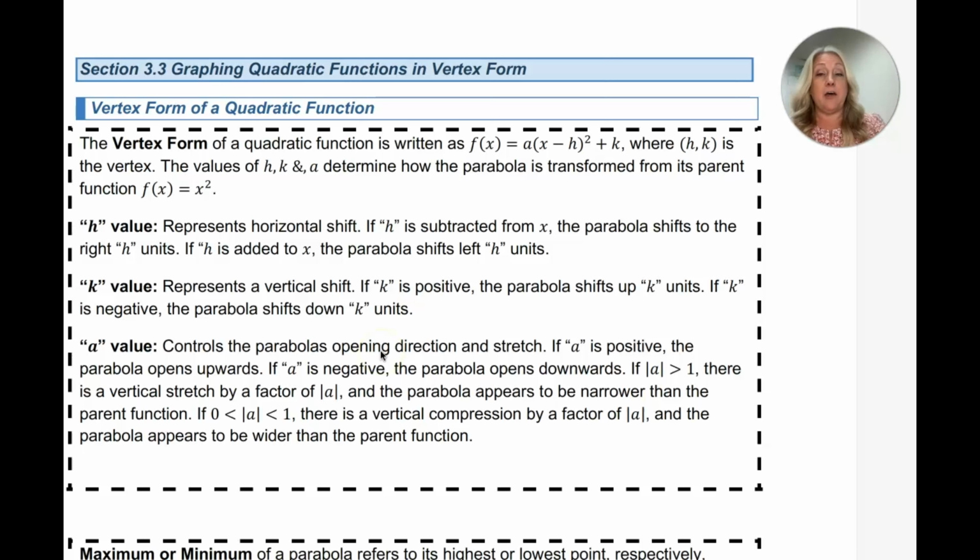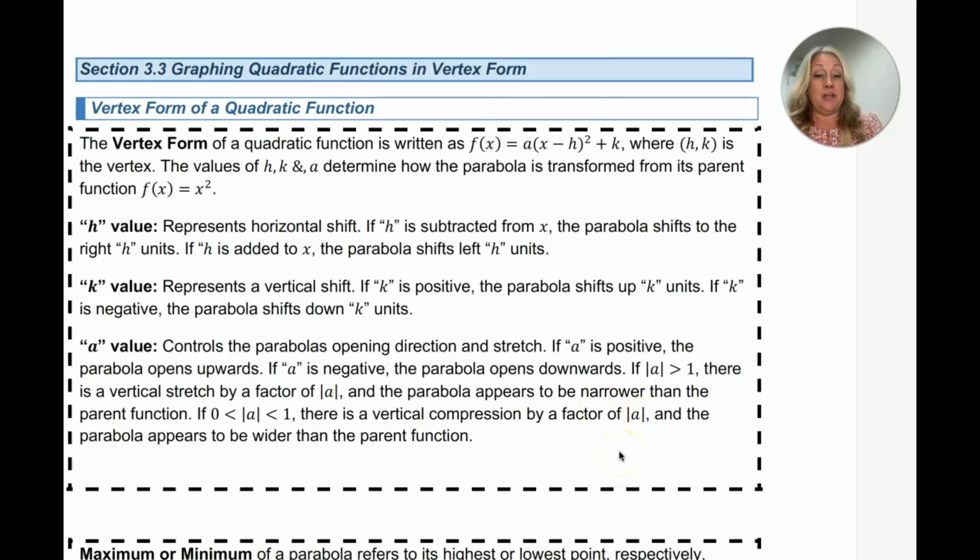And then the a value does a lot for the graph, right? There's a lot of things it does. And so it is determining whether it's opening up, whether it's opening down, or if it is stretching it or compressing it. So if a is positive, the parabola opens up. If it's negative, it opens down.